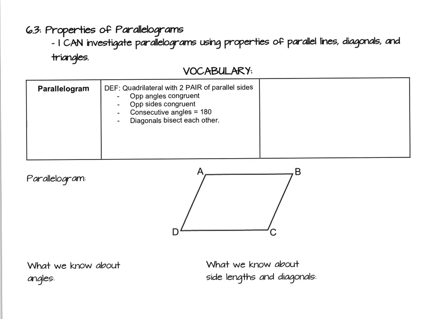The next lesson in Topic 6 is 6.3, Properties of Parallelograms. The definition of a parallelogram is a quadrilateral with two pairs of parallel sides. That makes it different from a kite or a trapezoid. The opposite angles are congruent in a parallelogram, and the opposite sides are congruent. Consecutive angles, like same side interior, still add up to 180. And another big difference is both diagonals bisect each other.